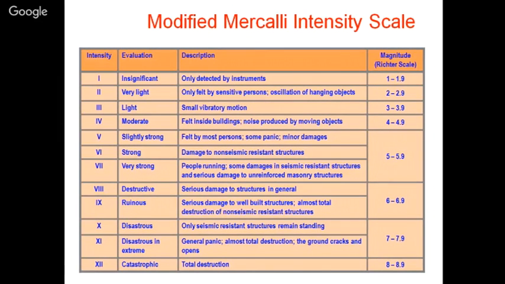This is the modified Mercalli intensity scale. Prior to this, there were many intensity scales being developed internationally, and finally we have come up to this scale that we are going to use. Intensity 1 is insignificant. After many years of research, it has been found how these intensity scales were developed: going door to door after every earthquake and finding out from the people how they felt during that earthquake.